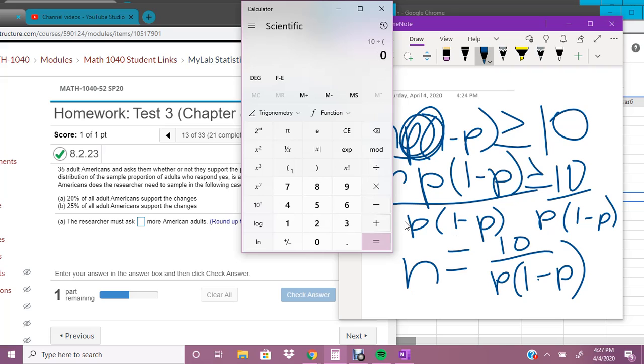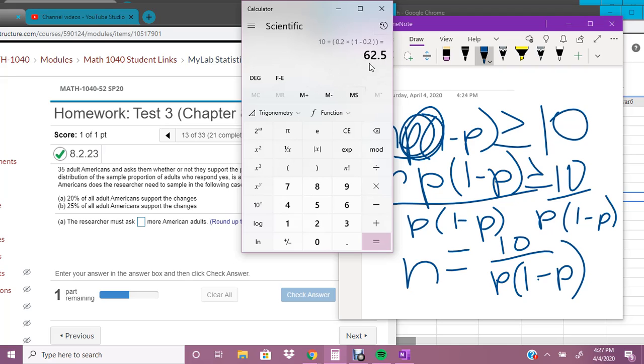parentheses our p, which is, for this first one, 20%, so 0.20 times 1 minus p. And then I have to do double parentheses. Make sure you type it into your calculator right. If you're using parentheses, or if you're going to do things backwards, then do this first, then times that by this, and then save that number and do 10 divided by that whole number. You don't want to mess up your calculator.